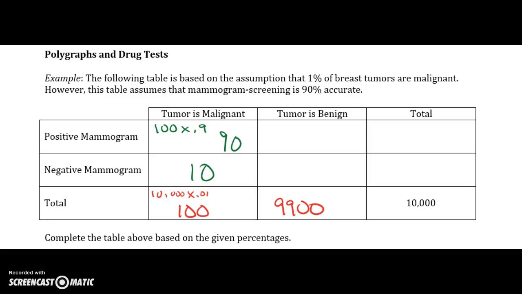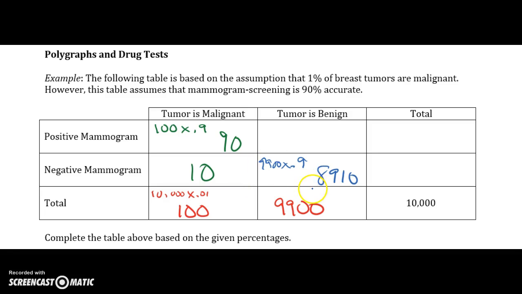Again, similarly, since this is a 90% accurate test, if the tumor is benign, the mammogram should come up negative. So of these 9,900 women that have a benign tumor, 90% of those should come up as a negative mammogram. And multiplying this, we end up getting then that 8,910 will come up as a negative mammogram.